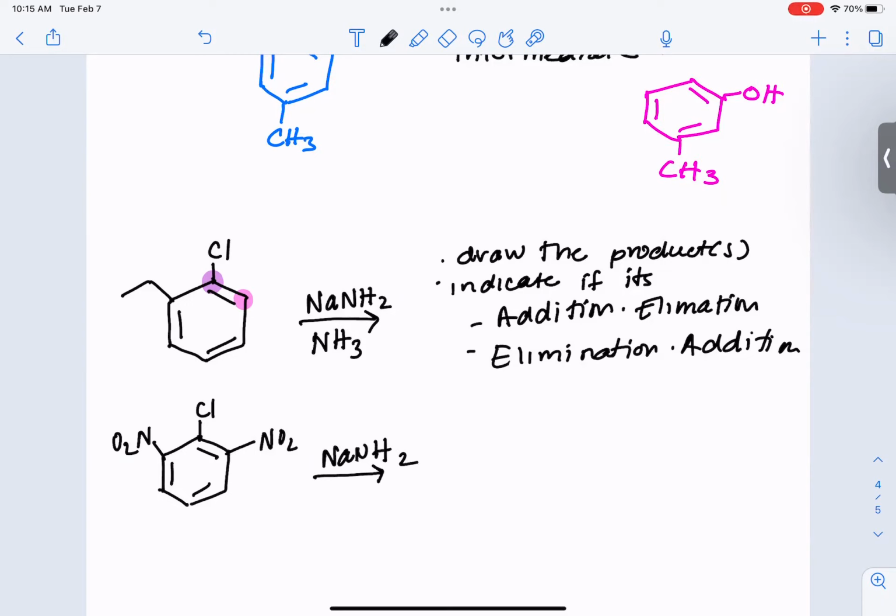Okay, so you have two examples here. So what you need to do is determine, draw the product or products, and then indicate if it's addition elimination or elimination addition. All right, so I'll give you a minute or two to do that.